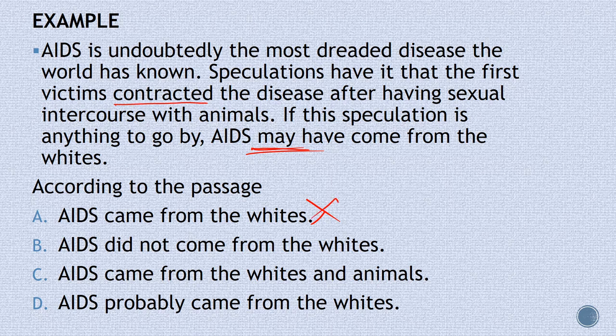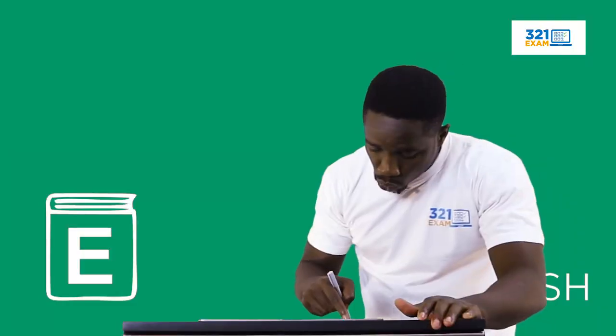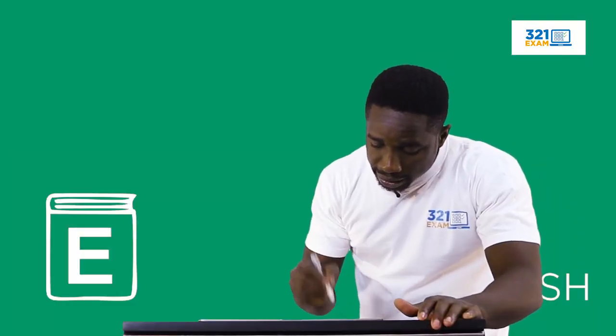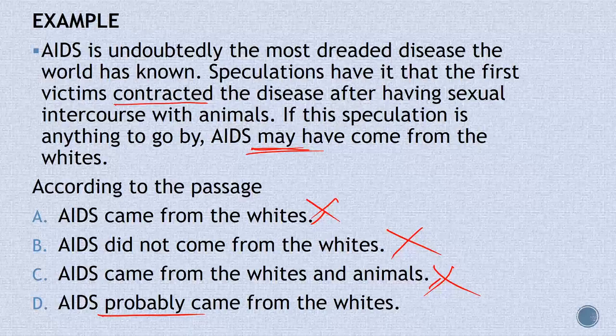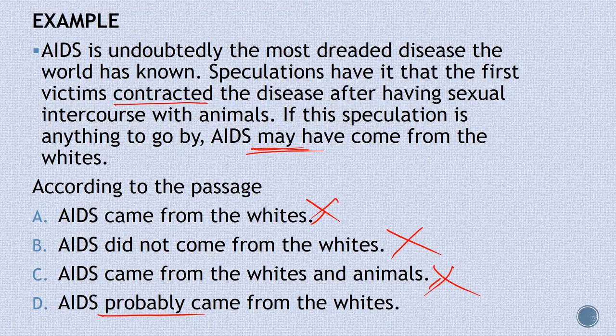B says it did not come from the white, which is also not in the passage. Option C says it came from the white and animals. This one is also certainty, which is wrong. Option D says it probably came from the white. Look at the word again: probably. Which means that in this regard, the writer is not sure of the fact, and that is why the writer has merely guessed at the fact.